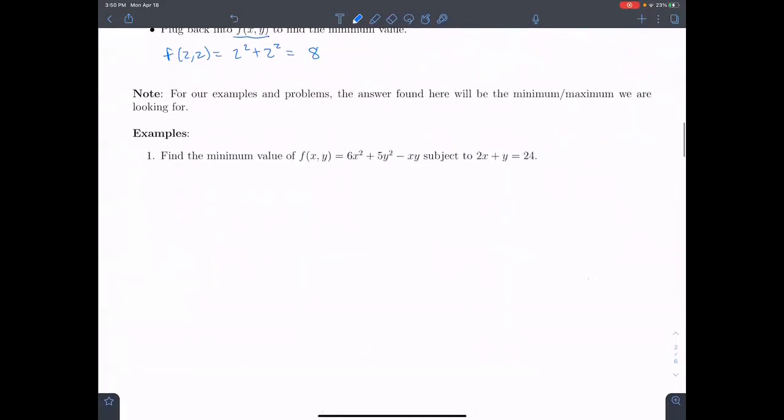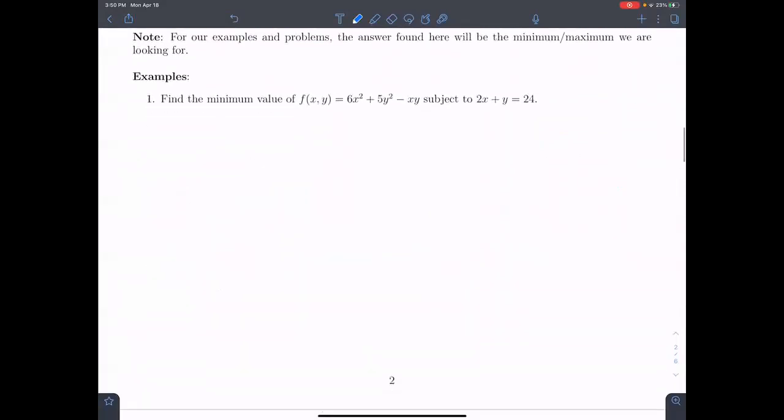Okay, so let's try this again. So we have this f of xy is equal to 6x squared plus 5y squared minus xy. And we're subject to this restraint now of 2x plus y equals 24. So we're going to do 2x plus y minus 24 equals 0. This is our g of x.